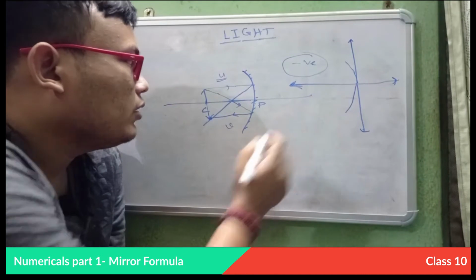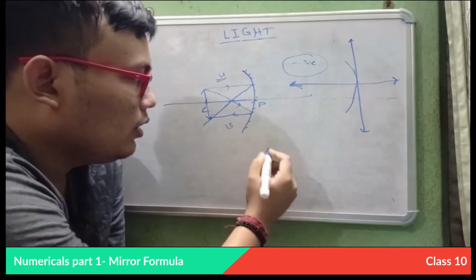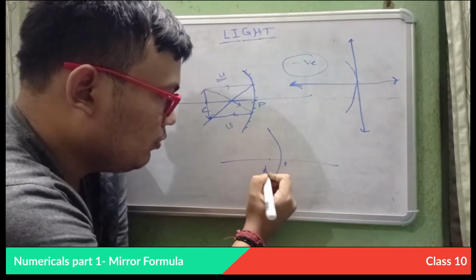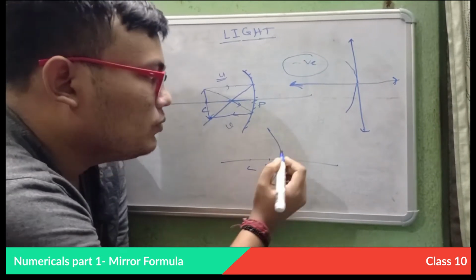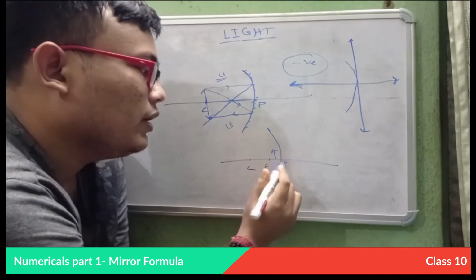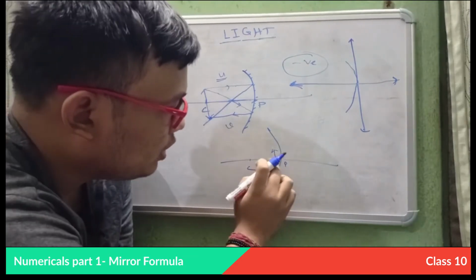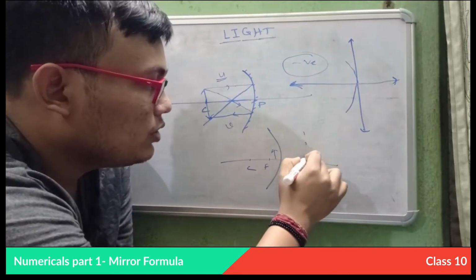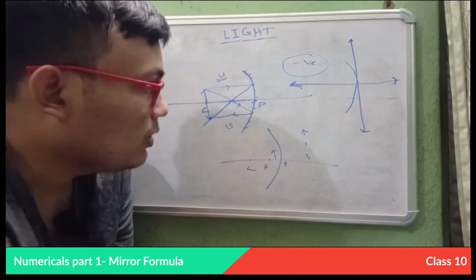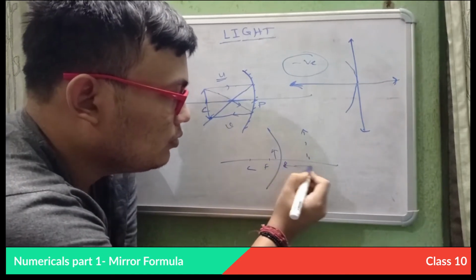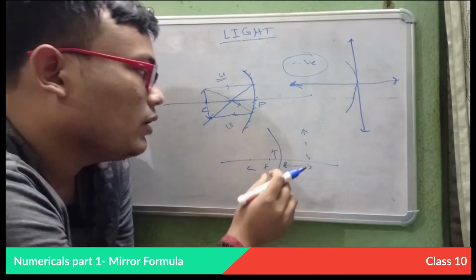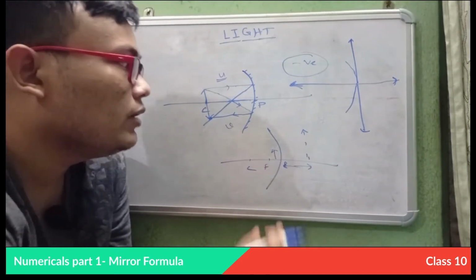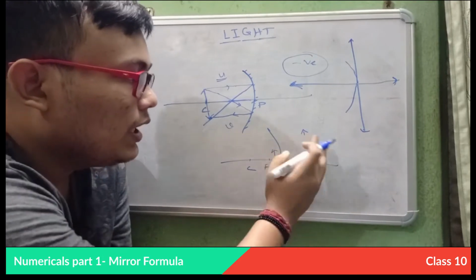And any distance, like for example, we know that when the object is kept between focus and pole, what type of image do we get? We get a virtual image, right? We get a virtual image. So when the object is kept within focus and pole, in case of a concave mirror, we get a virtual image.